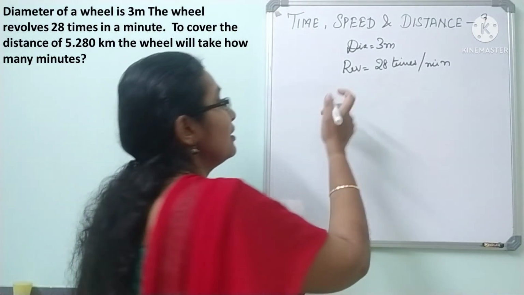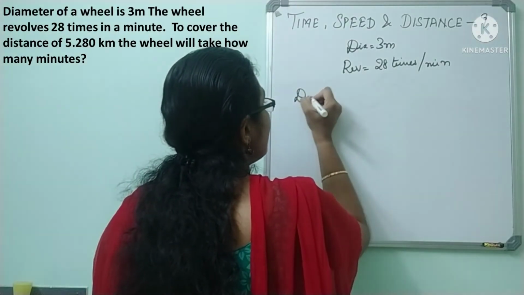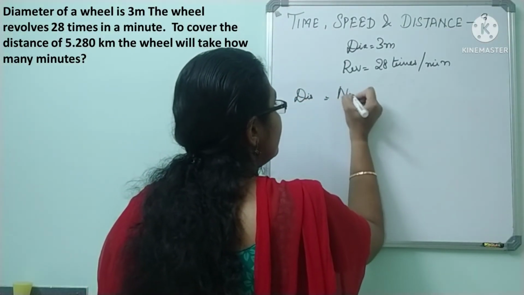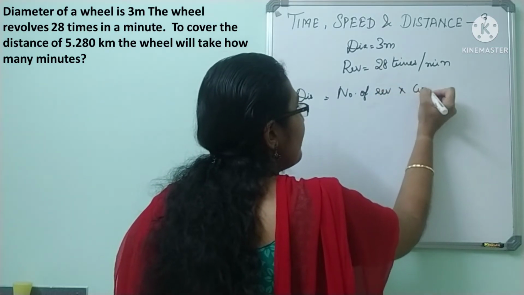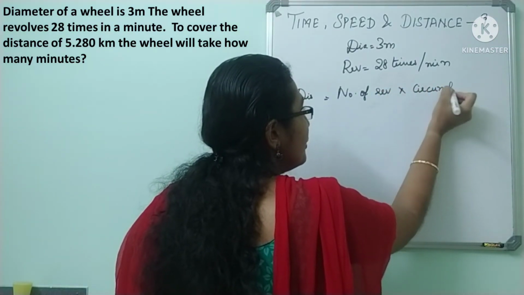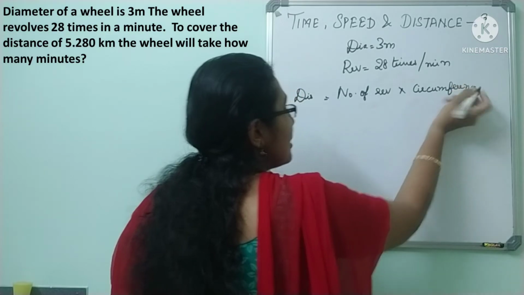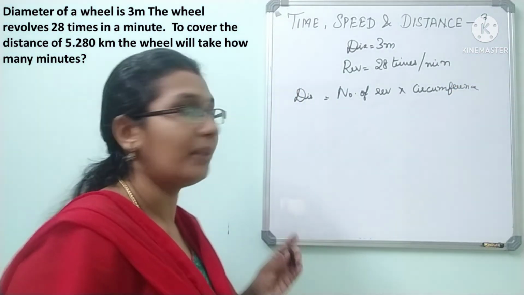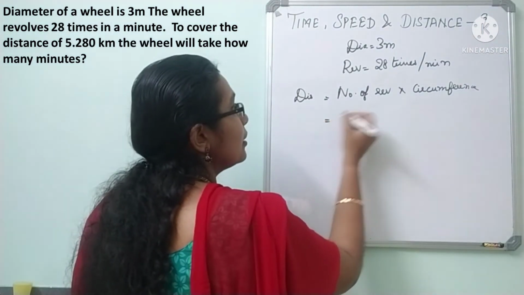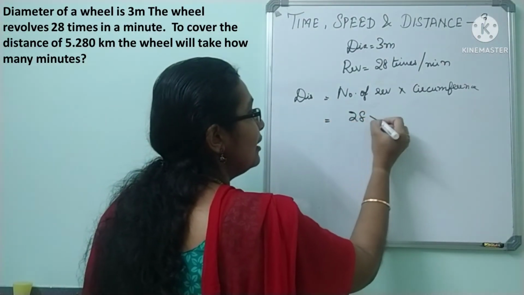So, first we will solve using this. Distance is equal to number of revolutions into circumference. Every time you need not write this; once you are familiar with it, you can directly substitute and go. Since you need to understand, I am writing it every time. So, distance is equal to the number of revolutions, 28, into circumference.